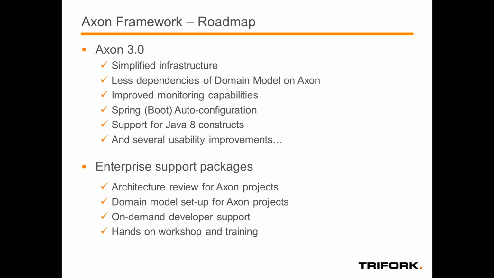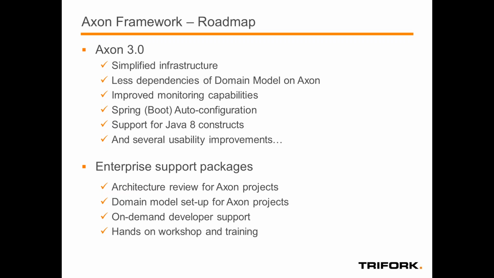What we also want to do is make sure that the domain model you create has less dependencies on Axon. So currently you have to extend Axon classes. That will be removed, so you can create your domain model just in plain Java, have a few annotations, and that should be enough. We also want to improve monitoring capabilities.